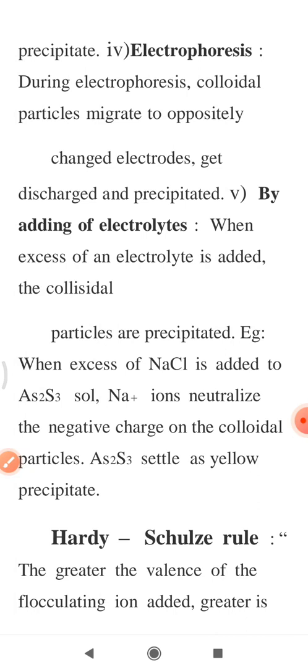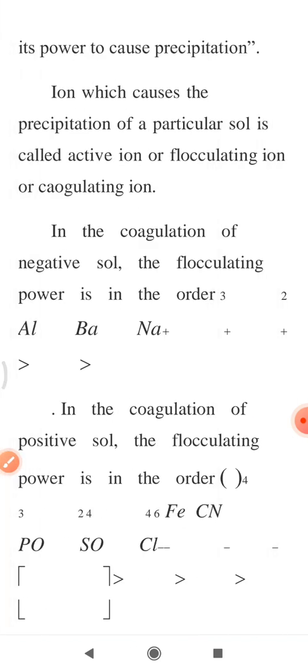Then we have one important rule, that is the Hardy-Schulze rule. Greater the valency of the flocculating ion added, greater will be the adsorption. Now the flocculating ion we add, if it has greater charge, then the precipitation is also greater. The ion which causes the precipitation of a particular sol is called the active ion or the flocculating ion. In the coagulation of a negative sol, the power will be in the following order: aluminium, Al3+, whose charge is more, right, so the precipitate also forms more, then barium, then sodium.